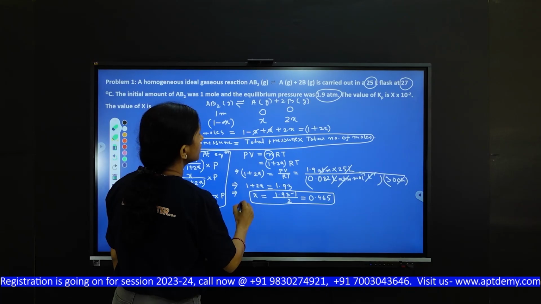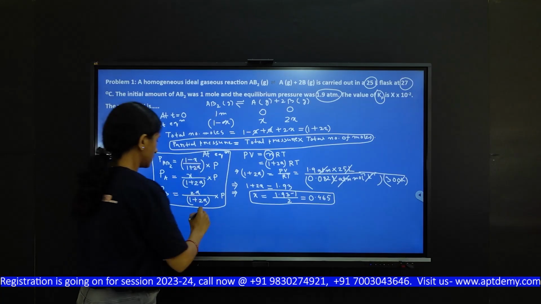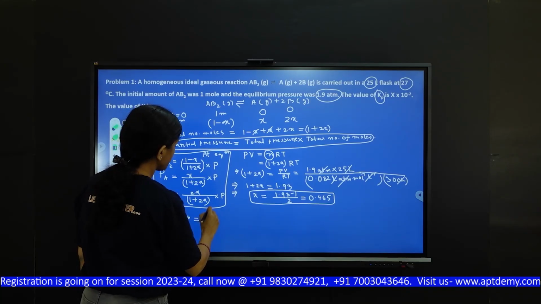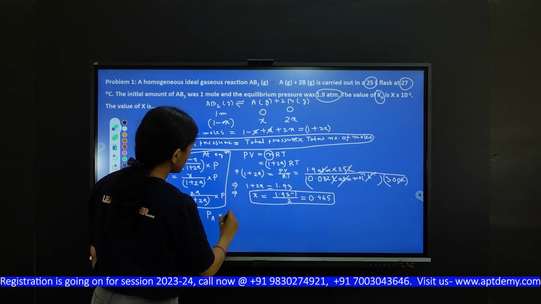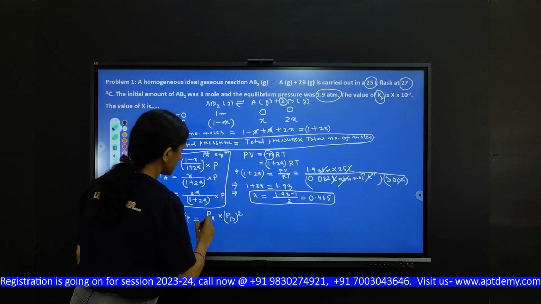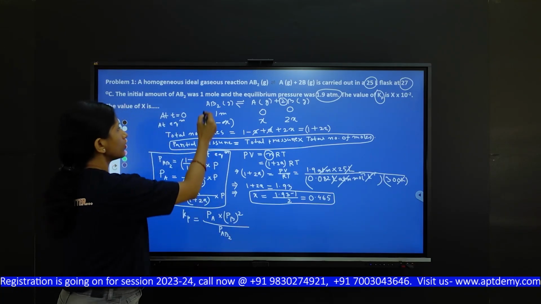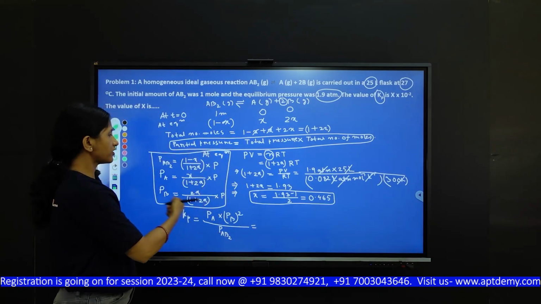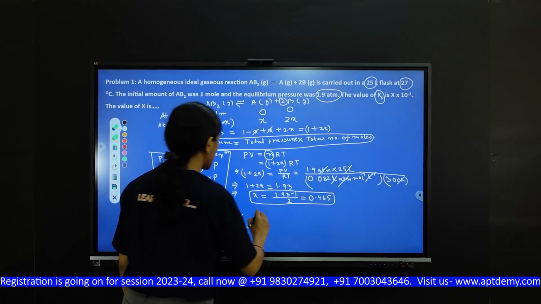Now, we have to go for the Kp expression, and Kp for this reaction can be written as follows: PA times PB square, because we have 2 moles of B as products, divided by PAB2. We have also 1 mole of reactant, right? Now, as we have obtained the expressions for all the partial pressures for all the reactants and products, we will just put the values.